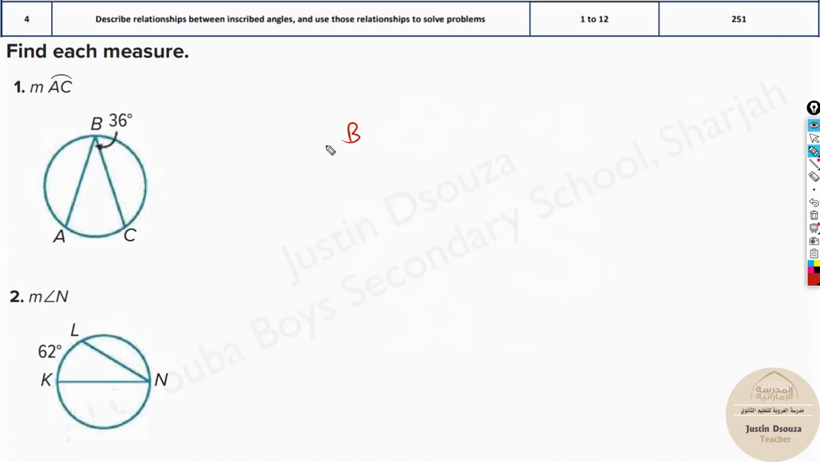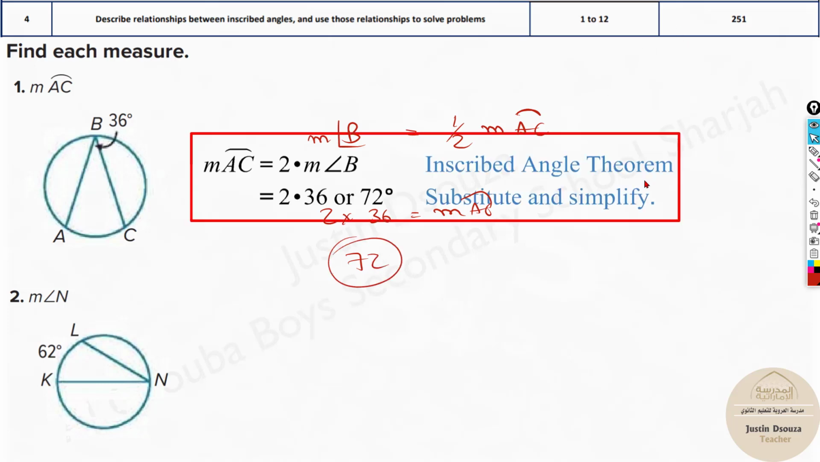So I will write over here the measure of angle B is equal to half of the measure of arc AC. So this is the arc. That's it. And now we need to find the arc AC. So take this 2 to the other side. It will be 2 times the measure of angle B. That is 36. So that is the measure of arc AC. We get over here 72 degrees. That would be the answer. You can see that's the answer, 72.